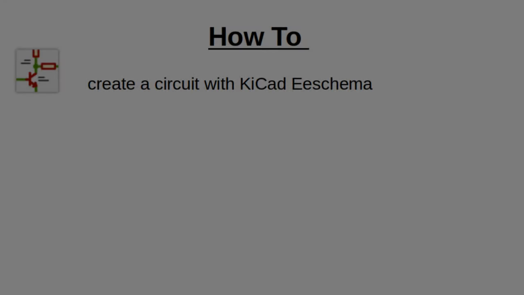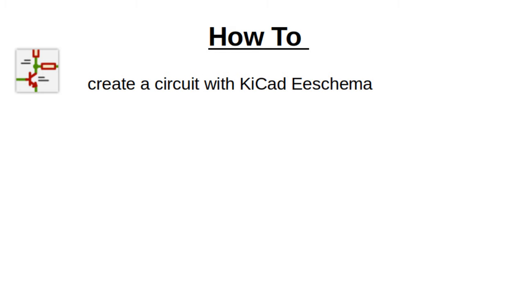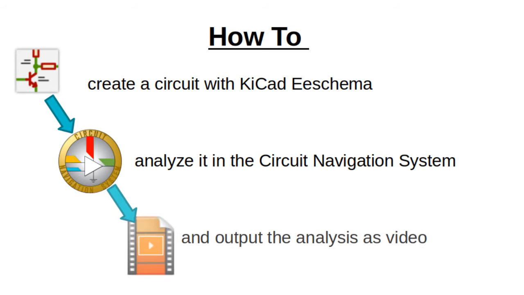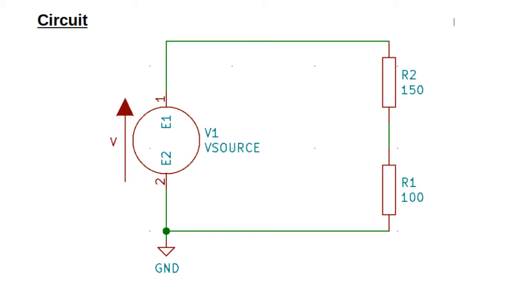In this video we will create a circuit with KiCad EEschema, analyze it in the circuit navigation system so that we can get the current and voltage values, and output this analysis as a video, because videos are easier to understand than the common line graphs. Our example circuit will be a voltage divider at a sine wave voltage source. Let's start to create it in EEschema.